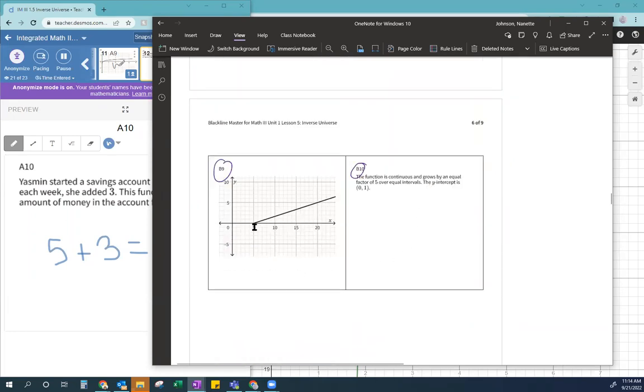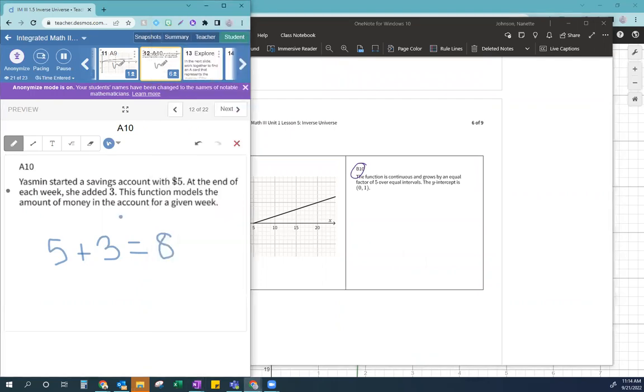And then here, this one's pretty interesting, right? It says Yasmin started a savings account and wait, did I read this wrong? At the end of each week. Oh, at the end of each week, she added 3. Okay, so this point right here is the point 1,8. And then because she started with 5, that means it's 0,5, right? In the very beginning, starting point, 0 time has passed. She had $5. After 1 week has passed, she had $8. At 2 weeks, she had $11 or something like that.